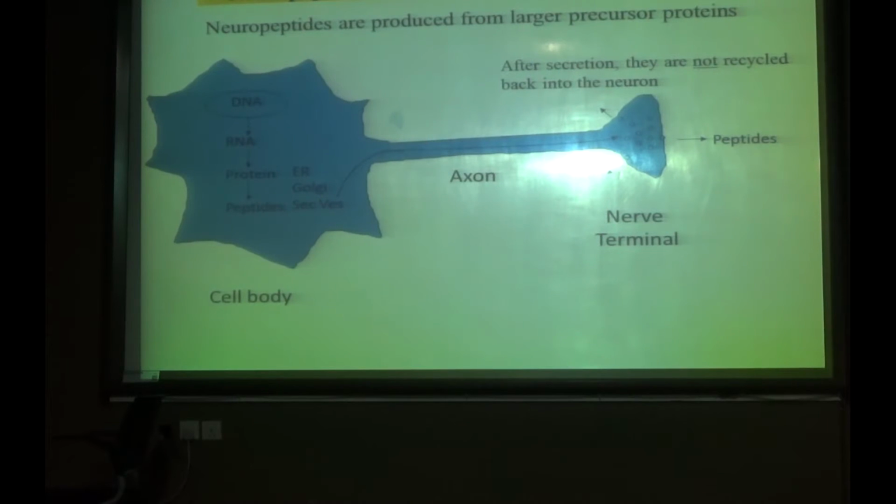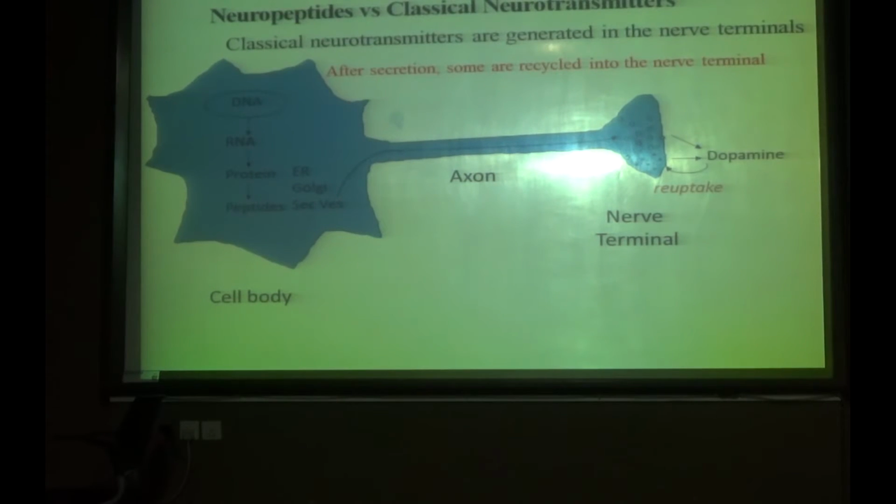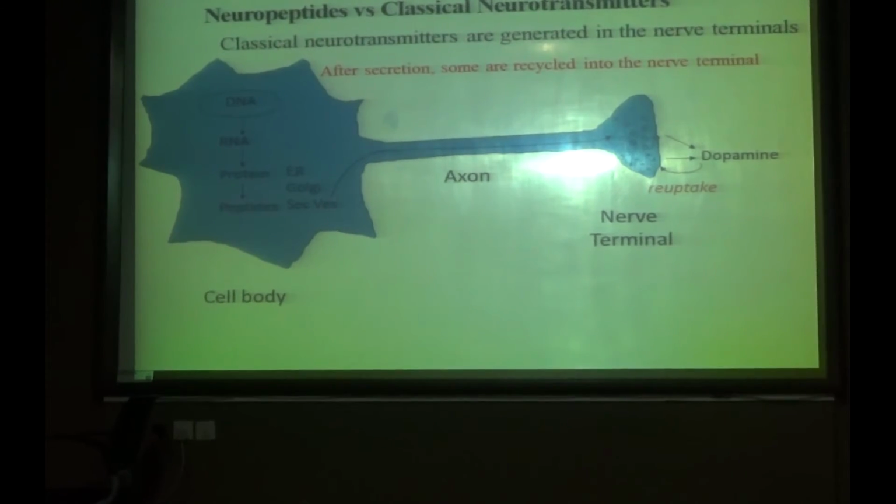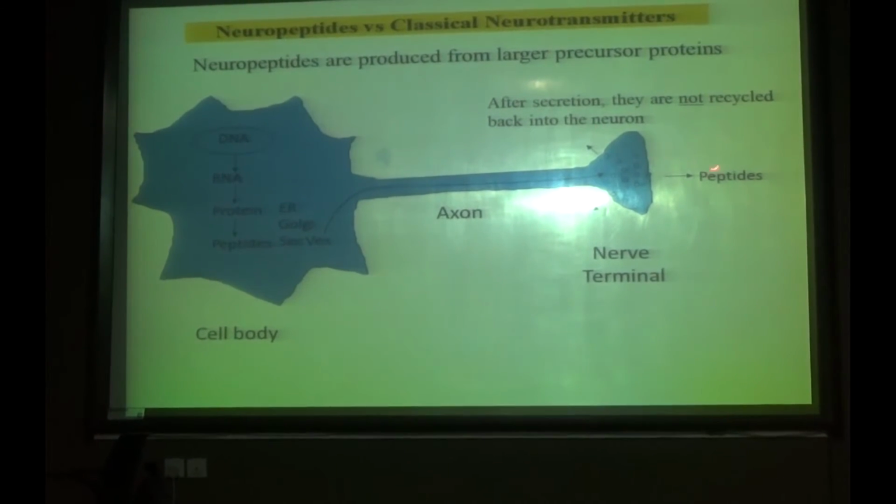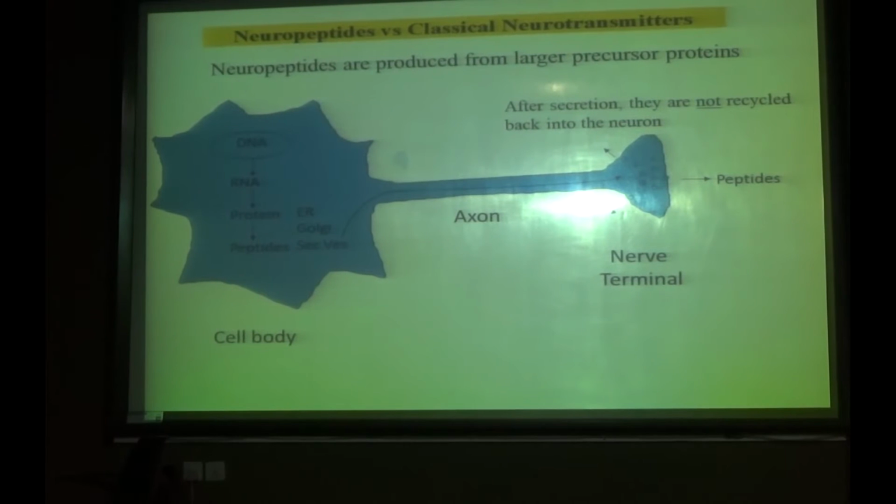Here, see here. After secretion, peptides do not recycle. They cannot come back. So they have two mechanisms. One mechanism is that they perform their function. Another is that they are broken down by enzymes, peptidase enzymes. Clear?